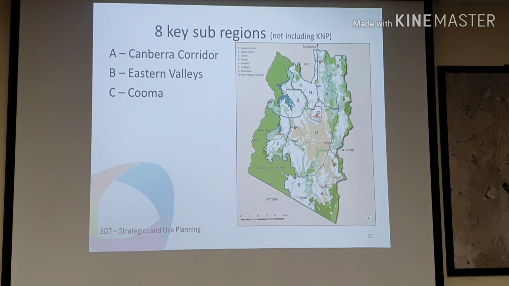Cooma, which again is a service and business hub. The Monaro, which is characterised particularly by the high soil fertility in that area, is shown by that beigey colour on the map. Bombala, again high soil fertility, but also quite large areas of state forest, which obviously contributes to its forestry and agricultural industry, which has been impacted by the fires but will hopefully recover into the future.